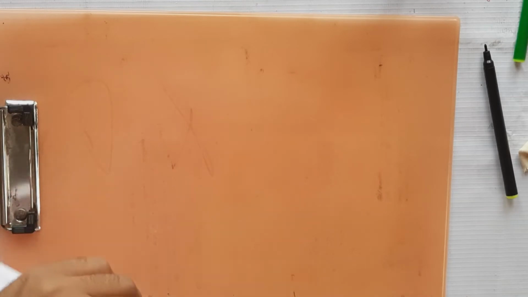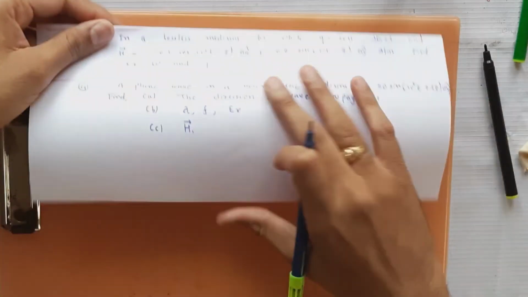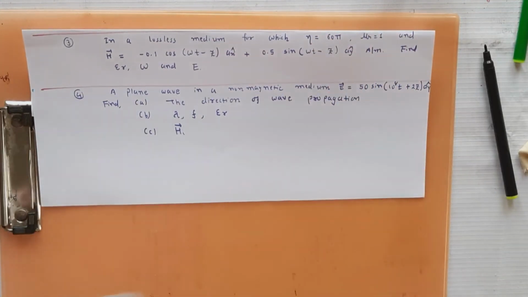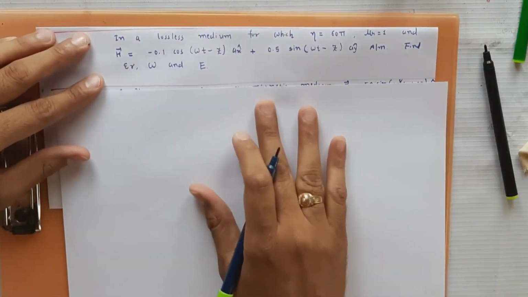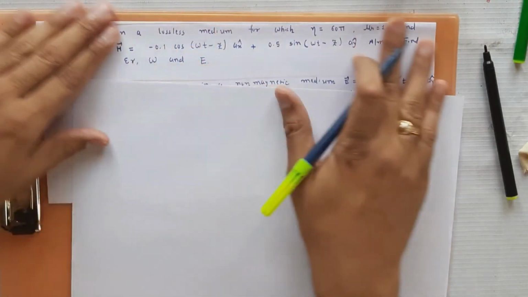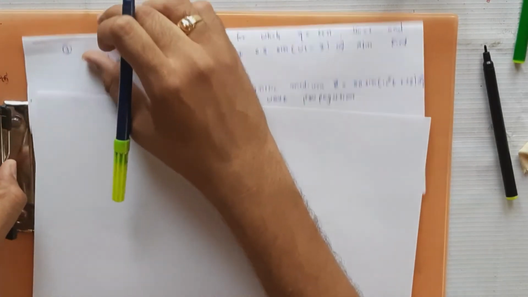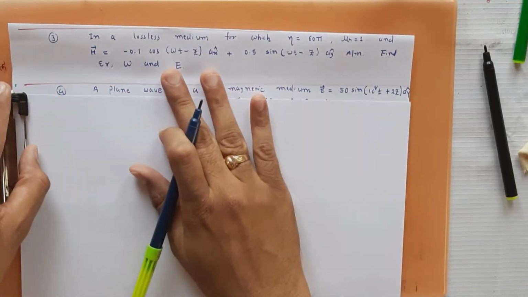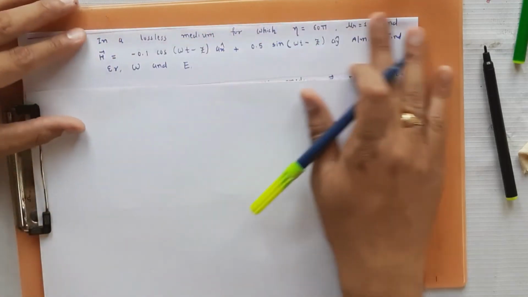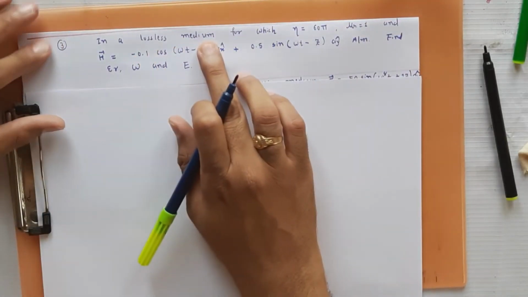Next, example 3. It is a very important example. Example 3 says that in a lossless medium, the medium is given, the medium is a lossless medium.